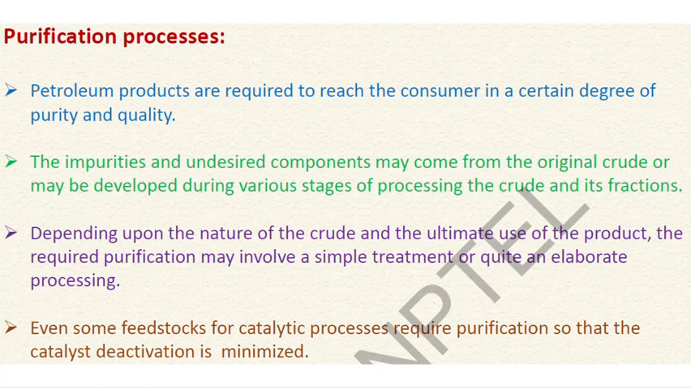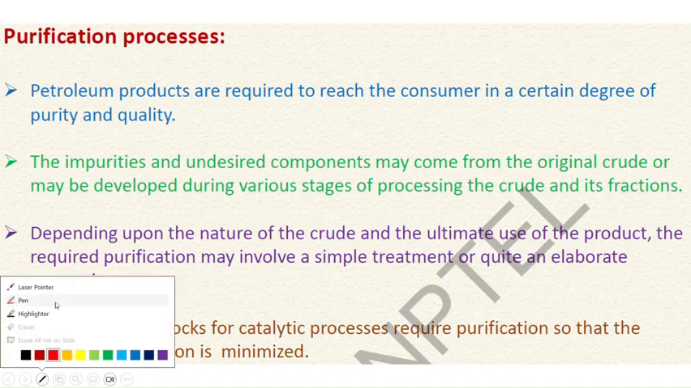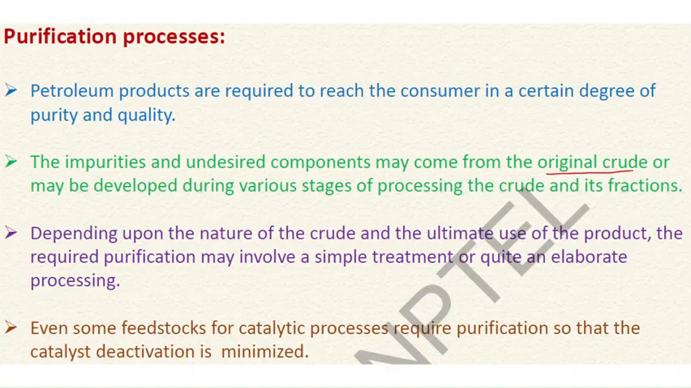Okay, so the impurities and undesired components may come either from the original crude, that is, from the source, or they may develop during various stages of processing, either primary processing or secondary processing. Primary processing is the atmospheric distillation unit or vacuum distillation unit, and secondary processing may involve visbreaking, coking, thermal cracking, catalytic cracking, reforming, many secondary processes we have studied earlier.